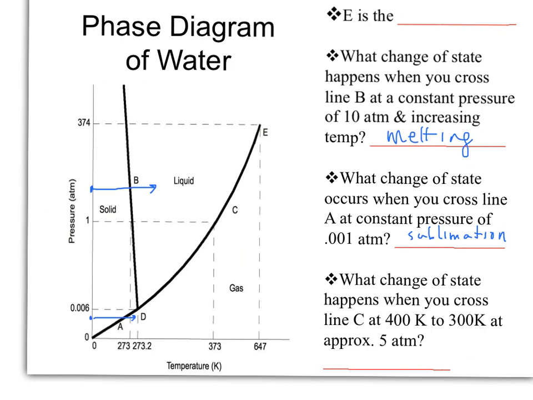And the last question says, what change of state happens when you cross line C at 400 Kelvin to 300 Kelvin at approximately 5 atmospheres? So I'm going to go ahead and find 5 atmospheres, which is about right here. I'm going to find 400 Kelvin, which is right here. It looks like that's going to intersect about right here. And so as I am moving to 300 Kelvin, you will see that I'm crossing over the line from a gas to a liquid, which is the process of condensation.